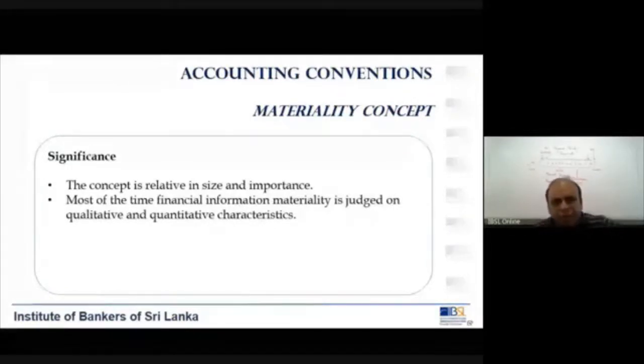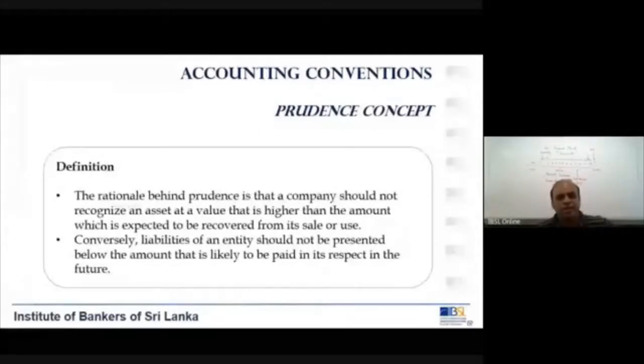The next accounting convention is what we call the prudence concept. Like the accrual concept, this is another pillar in accounting concepts. So you might have heard this term. What is prudence? Let's look at it. The rationale behind prudence is that a company should not recognize an asset at a value that is higher than the amount which is expected to be recovered from its sale or use.